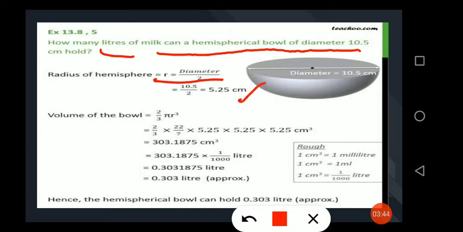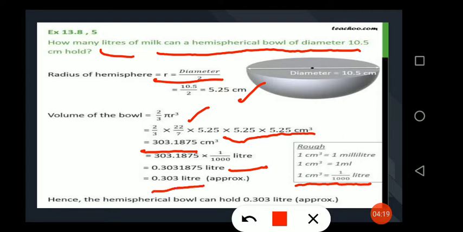And what is the formula for the volume of a bowl? That is the volume of a hemisphere. Yes, 2 by 3 pi r cube. We will substitute the values there. 2 by 3 into 22 by 7 into 5.25 cube. And thus we will get 303.1875 centimeter cube. Also we know that 1 centimeter cube is equal to 1 by 1000 liter. So we divide this answer by 1000 and hence we will get the answer as 0.303 liters approximately.